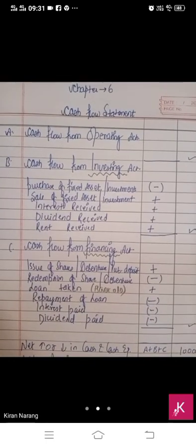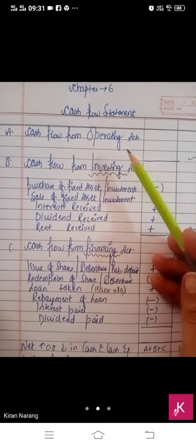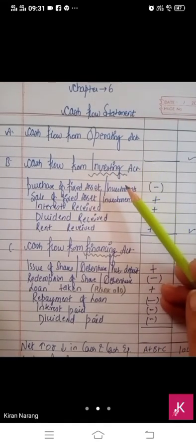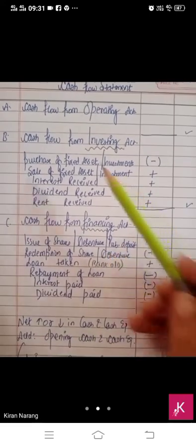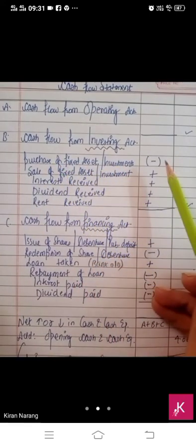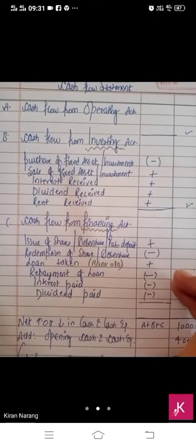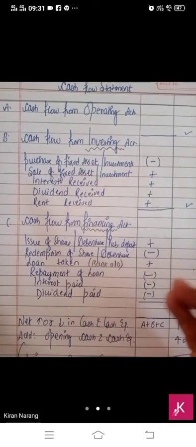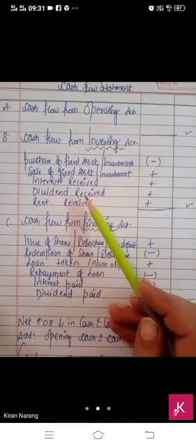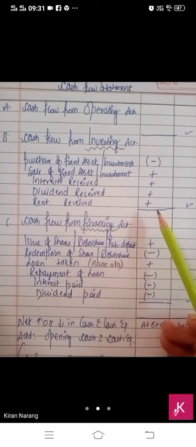Cash flow statement is divided into three heads: cash flow from operating activities, cash flow from investing activities, cash flow from financing activities. Purchase of fixed asset or investment means cash is going out, so it will be written in minus. Sale of fixed asset or investment, if we are selling something, we are receiving cash. Interest received, dividend received, rent received, add. This will be the total of B head.